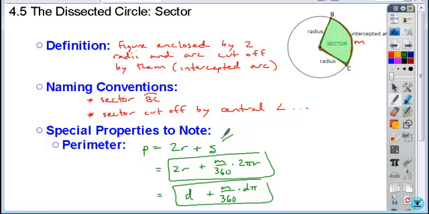This is arc length. And so again, anytime I use a lowercase s, and I'll designate that with a little loop at the bottom, that's the arc length.